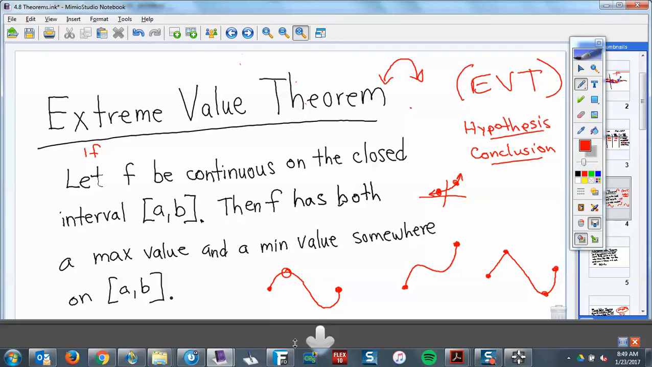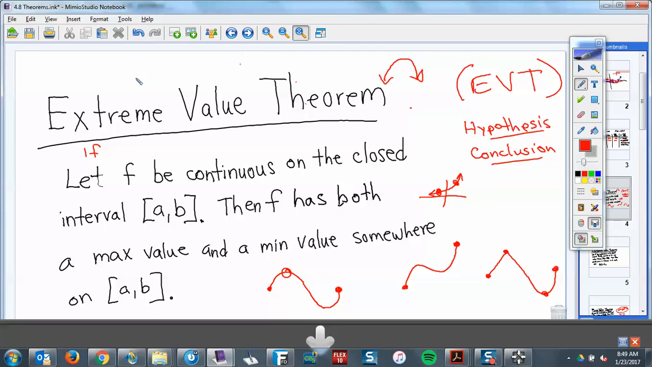It's not continuous. If you've got this open circle here, it's not a continuous function, because the function is undefined at that point. So it doesn't violate the theorem. Well, the theorem doesn't say there should be a max there. The theorem just says, if it's continuous on a closed interval, then there will be a maximum. If it's not continuous, or if you don't have a closed interval, then all bets are off.